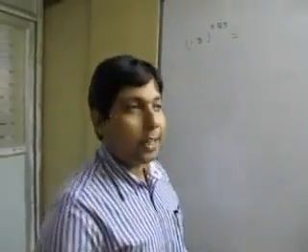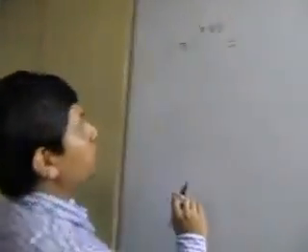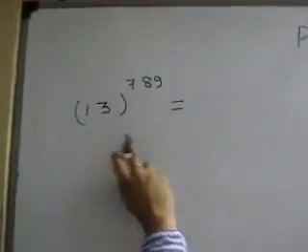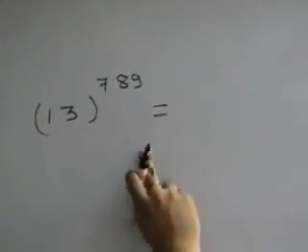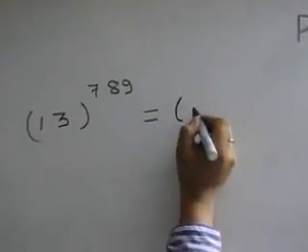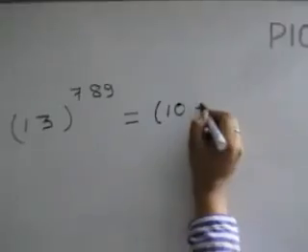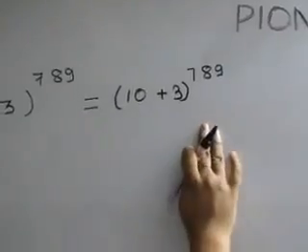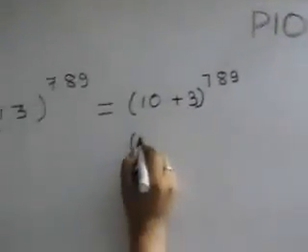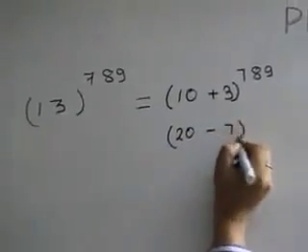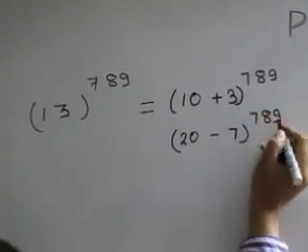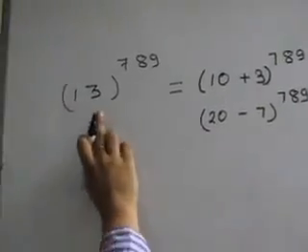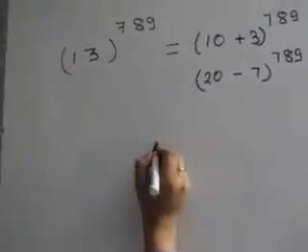Now let's discuss category 2: numbers that end with 3. So we have to find the last two digits of 13 to the power 789. The first method is that we can solve it by binomial expansion. 13 to the power 789, we can write as 10 plus 3 to the power 789, and then we can use the binomial expansion. Or else we can also write it as 20 minus 7 to the power 789, and then use the binomial expansion and the same method as we have used for the unit digit 1. Now we can have another approach as well.